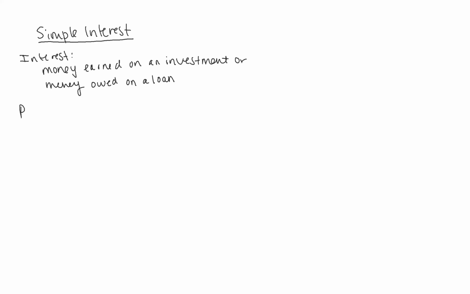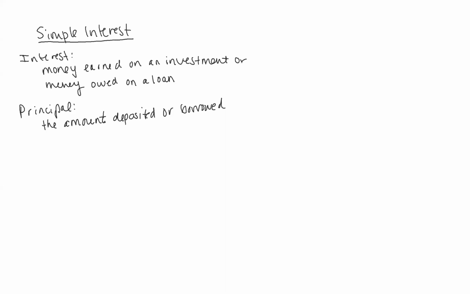Next, we have principal. This is the initial amount that we deposit or borrow. So the amount deposited or borrowed. So let's say you have an inheritance of $25,000. You want to park it in a savings account to earn interest. $25,000 would be the principal. Let's say you have to borrow $12,000 to buy a car. $12,000 would be the principal.